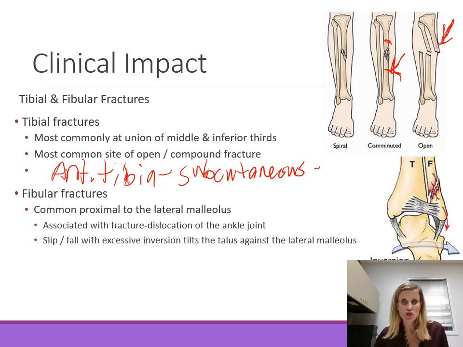There's not very much tissue present between the anterior tibia and the skin, right, the outside. There's barely any fat present there. There's not any muscles there. There's a very thin layer of tissue protecting the anterior tibia. Because of that, this is the most common site of open or compound fractures.